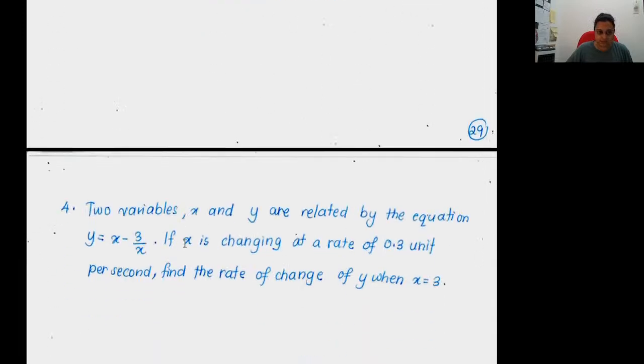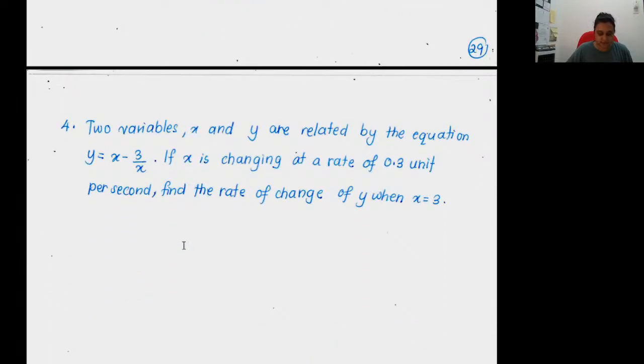Next one, I think this is the last one. Number 4, your final answer, find the rate of change of y. This one is dy/dt, and you will get 0.4.